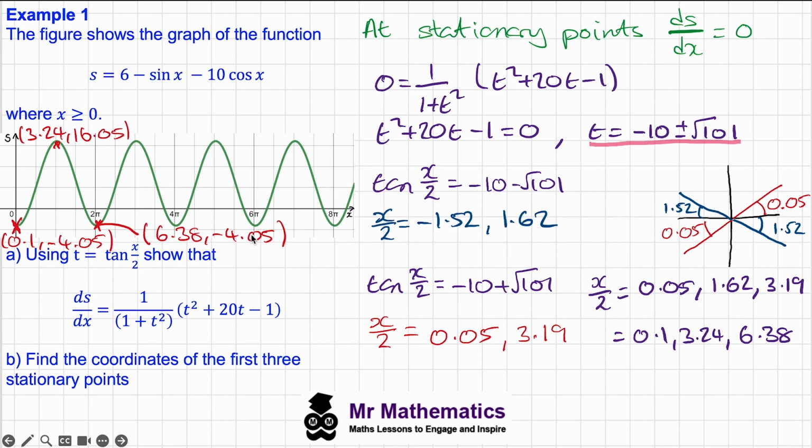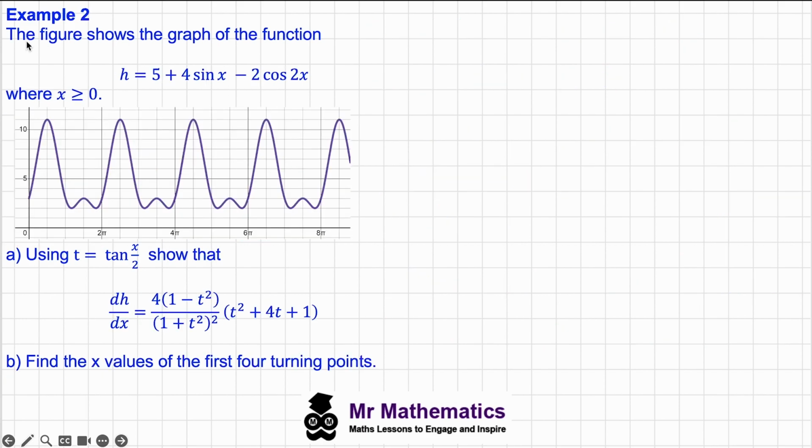So in example 2, we're going to look at a similar equation, but this time involving double angle formulae. Okay, so in example 2, we're told that the figure shows a graph of a function h, which is 5 plus 4 sine x minus 2 cos 2x. Again, where x is greater than or equal to 0.